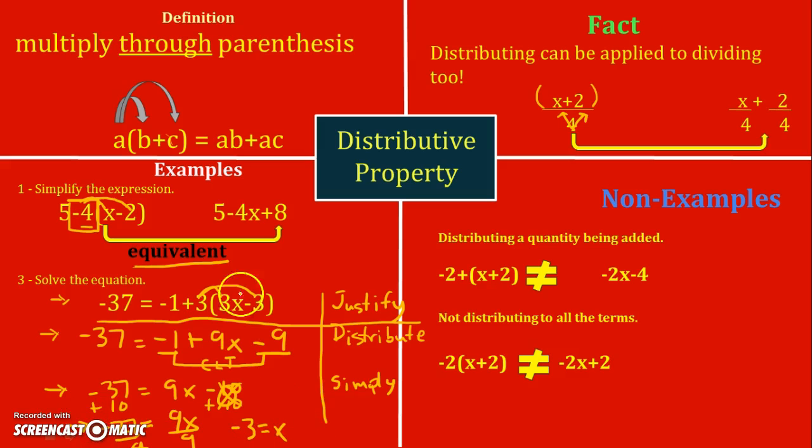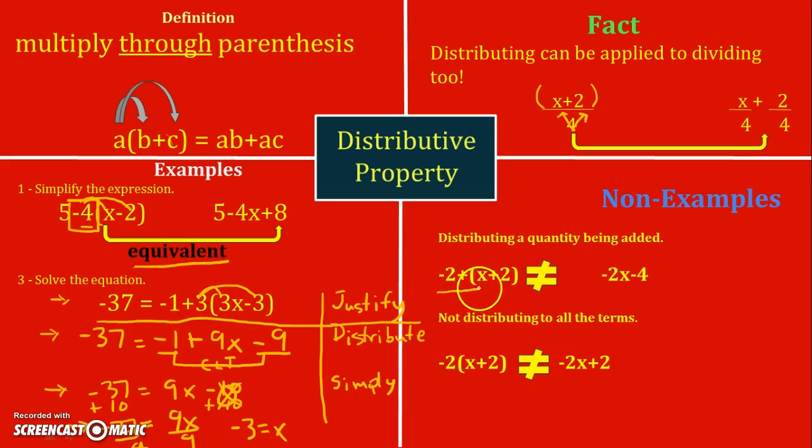So if I put that number back into the original equation, the number that I get for both sides should be the same if I solved and justified my steps correctly. Now I want to turn your attention to this right corner, the non-examples. Here are the two biggest things that we see students do incorrectly when distributing.